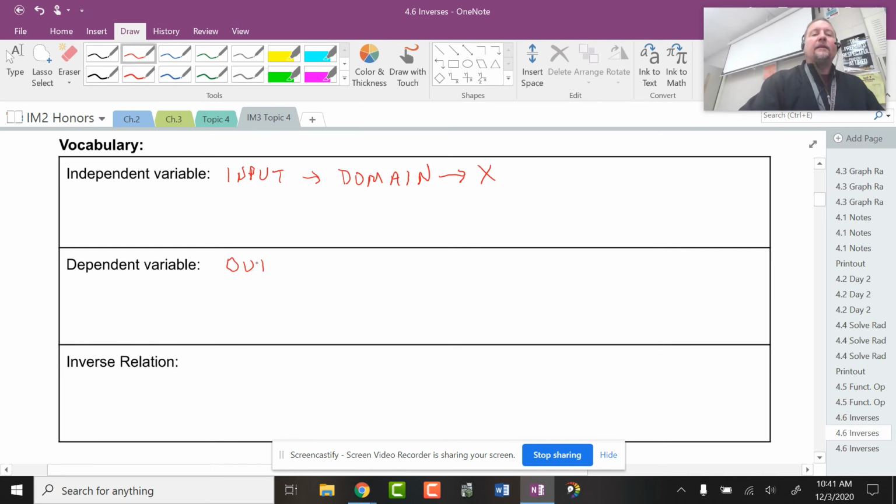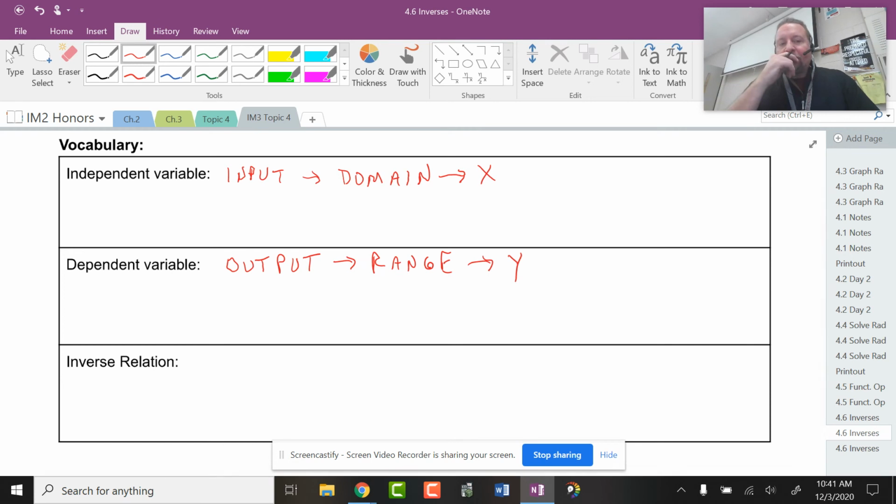Dependent variable is the output. Of course, we know what's the opposite of domain, not the opposite, but range, domain and range. And then, of course, when it's x y equations, usually the y is considered the output. All right. Just a real quick example of what's called a function.